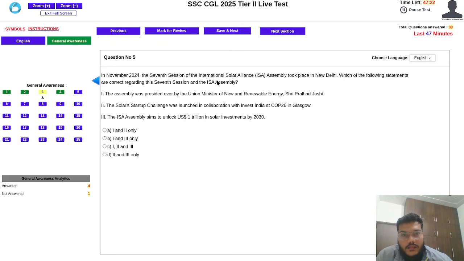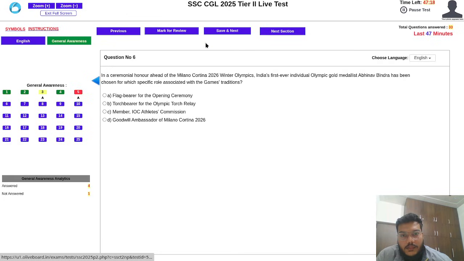The seventh in a ceremonial head of the Milano Cortina, India's first ever individual Olympic gold medal Abhinav Bindra has been chosen for which specific role associated with games tradition?